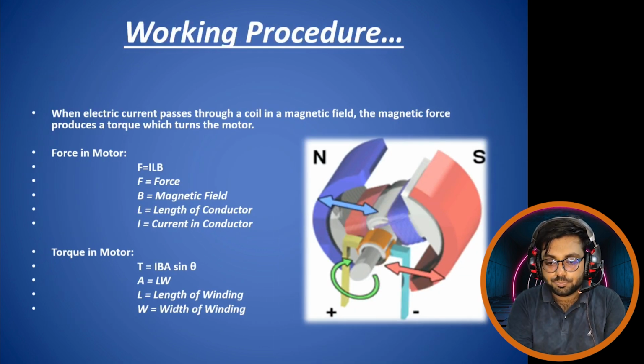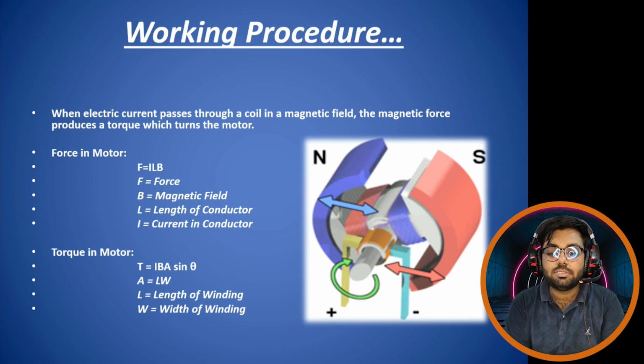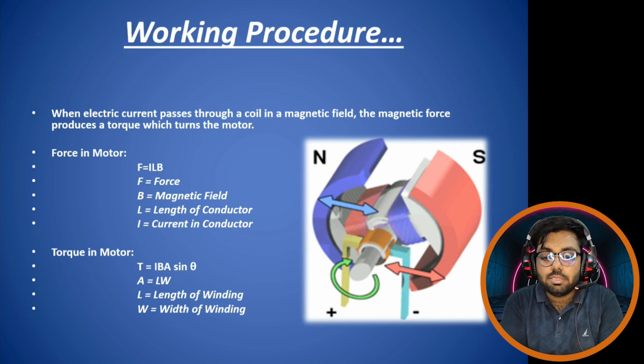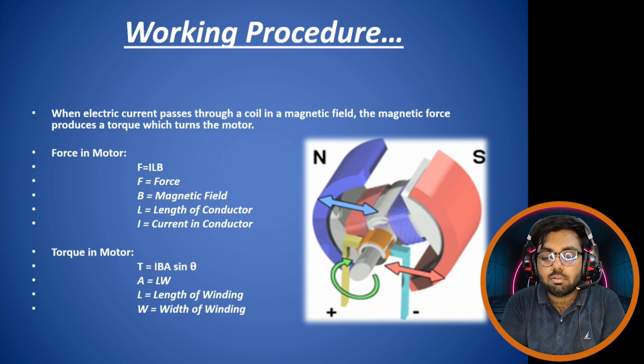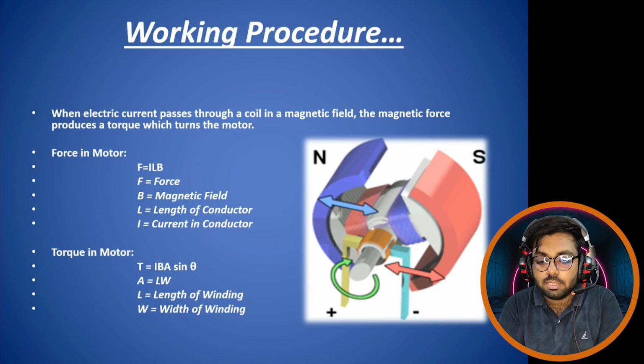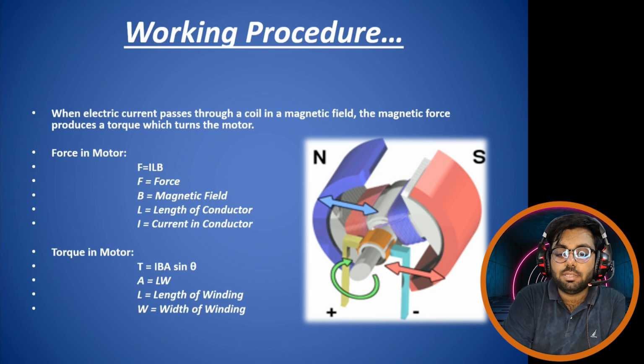Working procedure. When an electric current passes through a coil in a magnetic field, the resulting magnetic force generates a torque, which turns the motor. The force in the motor can be calculated using the formula F equals ILB, where F is the force, I is the current, L is the length, and B is the magnetic field. The torque can be calculated using tau equals IBA sine theta, where A is the product of the length and width of the winding.